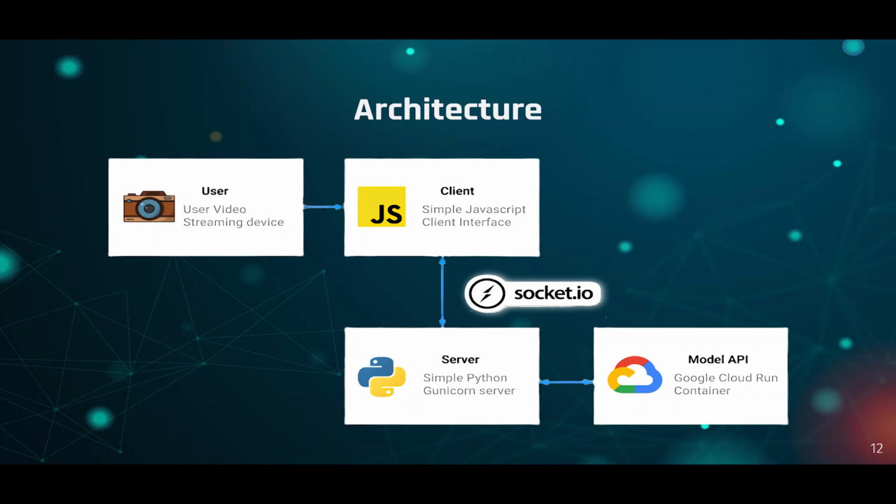Our server here is a simple Python Uvicorn server, and once the server gets that video stream, it's gonna pre-process it of course, then send it to our model API that is hosted on a Google Cloud Run container. Once the model gives the prediction, it's gonna send it back to the server. The server is gonna send it to the client side through socket.io to see the processed video in the client side for the user. So this is simply how it's gonna go.